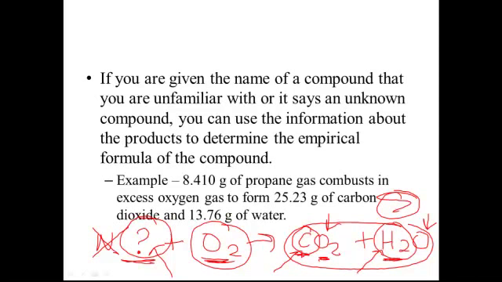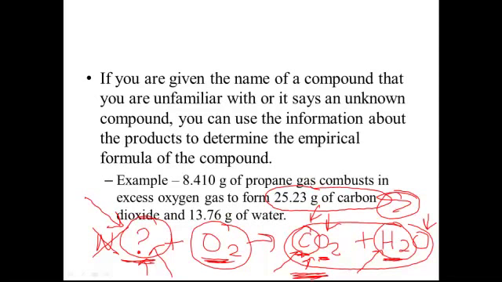Now the question we want to ask ourselves is, if we look at this carbon on the product side, again this one, where did all of that carbon come from? Well, it had to have come from this compound right here. So if we can use stoichiometry to determine how much carbon we have on our product side, however much carbon we have here, according to the law of conservation of mass, that's how much carbon we had over here as well. So we know that we have 25.23 grams of carbon dioxide.